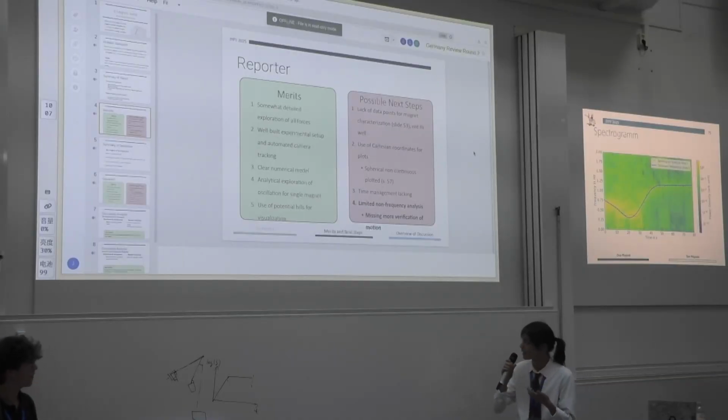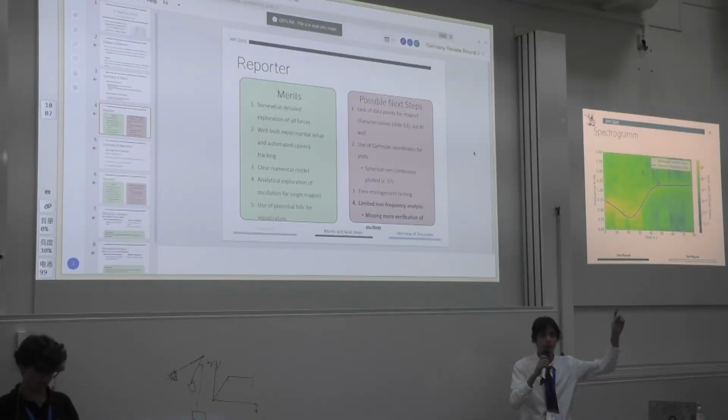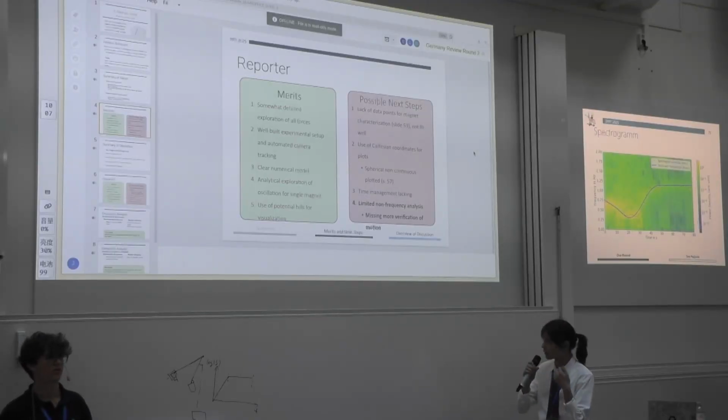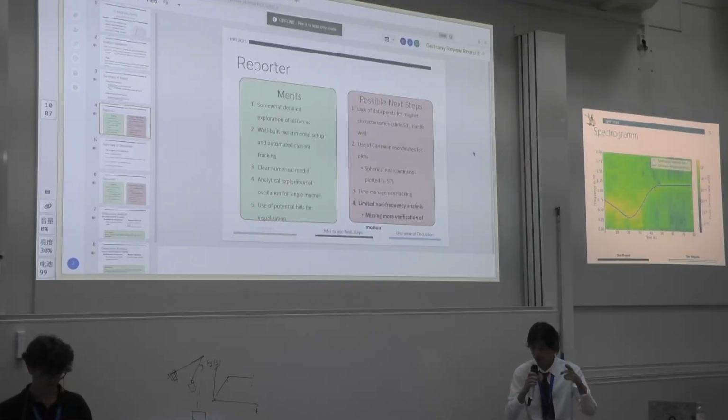However, there are issues with that, which I'll get to in a second. So for the possible next steps, I realized that the magnet characterization had very few data points. They were not on the fit curve, and the error bars were very large. So I'd recommend more data points and hopefully a more precise magnetic field meter.